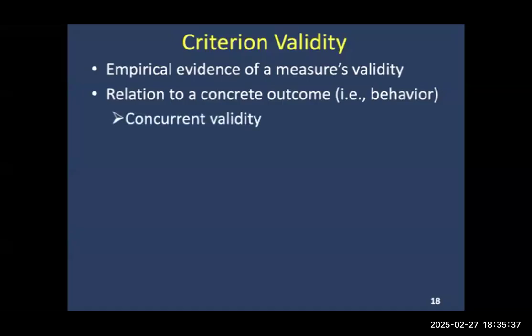So there are four subtypes, actually five subtypes of criterion validity. One is concurrent validity. The word concurrent means happening at the same time. Let's say I am not happy with the way the IQ scores are established.